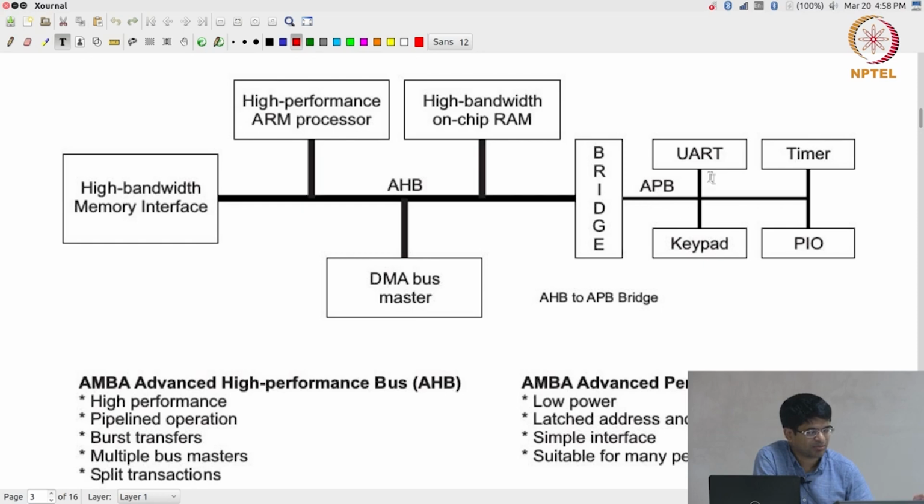On the right hand side, the APB, the UART, that is the serial port, timer, keypad, general purpose input output pins, all of those are much lower frequencies than what we have on the left hand side, the AHB. Okay. So, this is a very generic diagram. All that it says is this is what a typical high performance bus based system would look like.